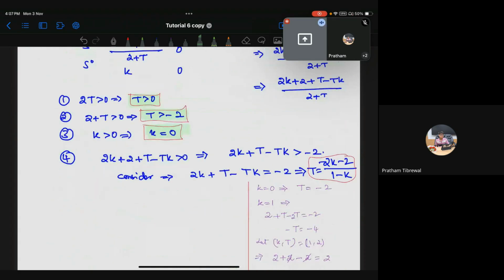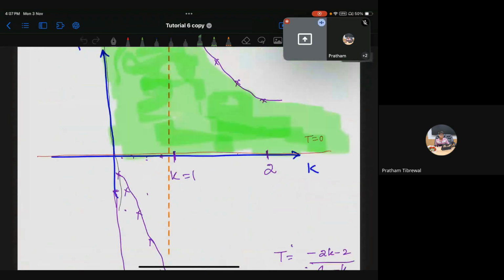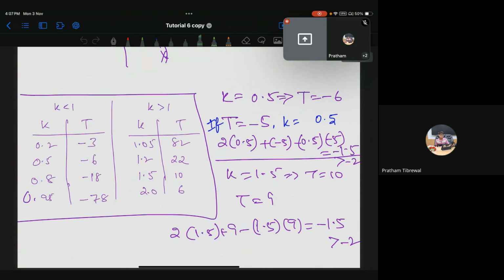So another condition is this. Okay, so follow the same way. Here what we are doing is, we are considering two ranges. K is between 0 and 1, we are taking some values, and K greater than 1, we are taking some values, and checking the behavior of t, whether that is positive or negative.